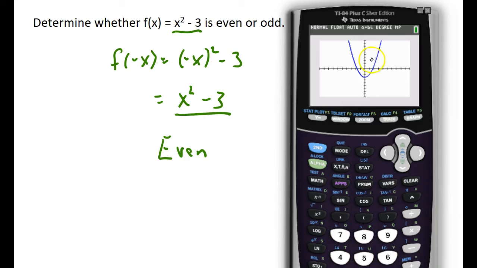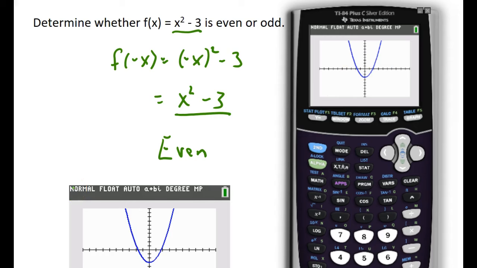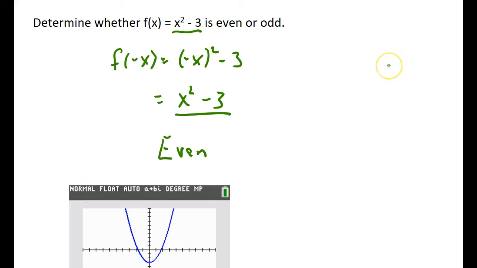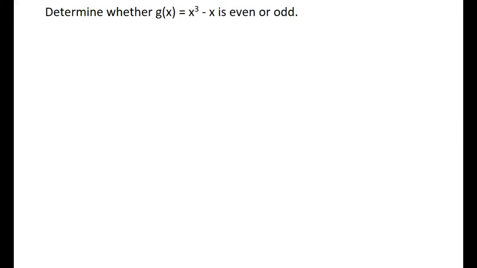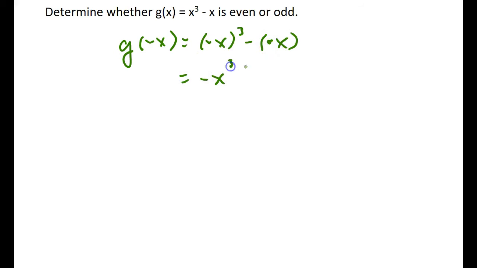And here's a graph of it, and you can see that it has y-axis symmetry. So y-axis symmetry and even functions go together. Okay, now let's determine whether this function g, which is equal to x cubed minus x, is even or odd. So I'm going to replace x with negative x. That means I'm going to have negative x cubed minus a negative x. Okay, when I cube a negative, it stays negative. And when I subtract a negative, it becomes positive.